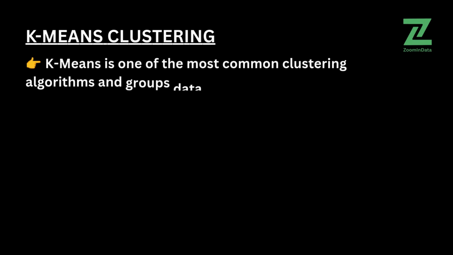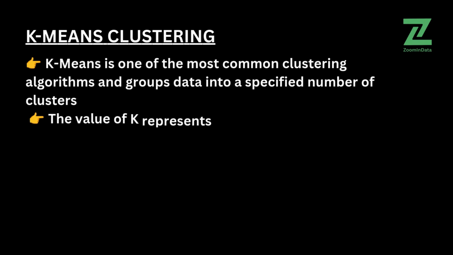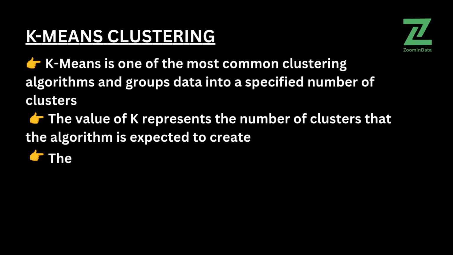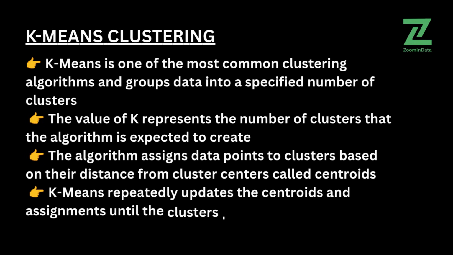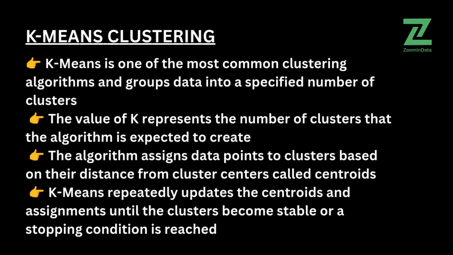K-means is one of the most common clustering algorithms and groups data into a specified number of clusters. The value of K represents the number of clusters that the algorithm is expected to create. The algorithm assigns data points to clusters based on their distance from cluster centers called centroids. K-means repeatedly updates the centroids and assignments until the clusters become stable or a stopping condition is reached.